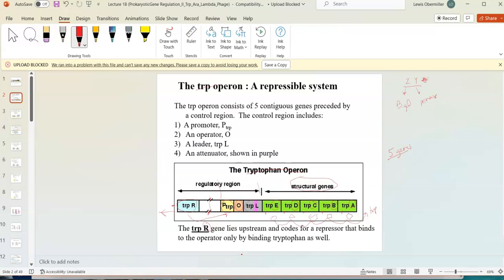And then TrpL, it contains what we call attenuation. So there's a backup system for this, just like there's a backup system for lactose, because if you have glucose present, you don't want to turn that on. You'd rather use glucose than lactose.